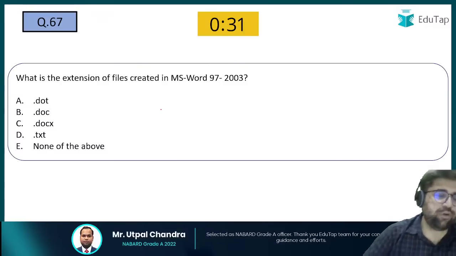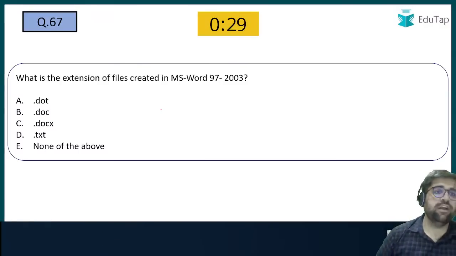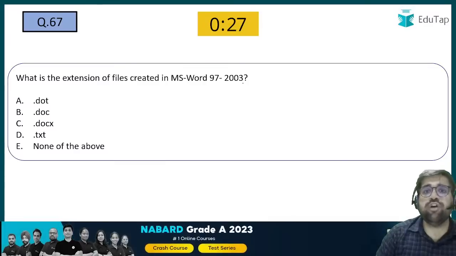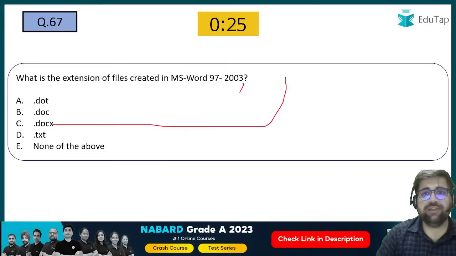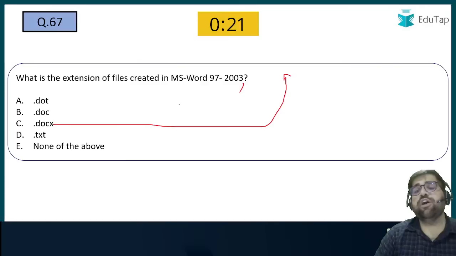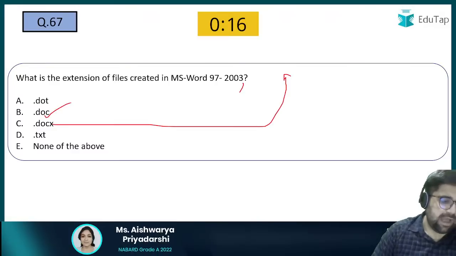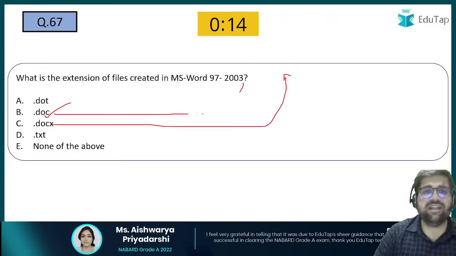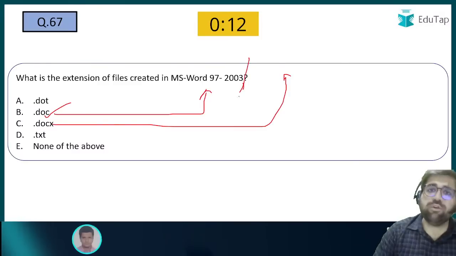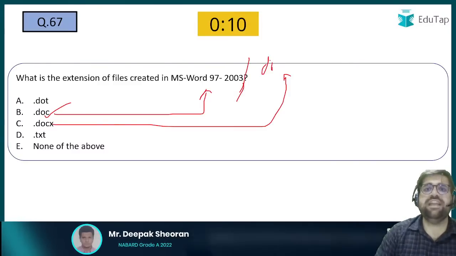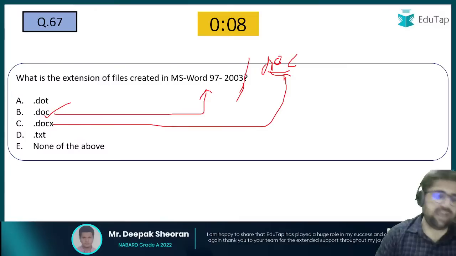.txt is not the right answer. It is doc. But after 2003, docx is used. Before 2003, in the 97 versions, doc was used. I hope this is very clear to you. Currently the answer is doc, but after the 2003 version we use docx. So you will have to remember this.